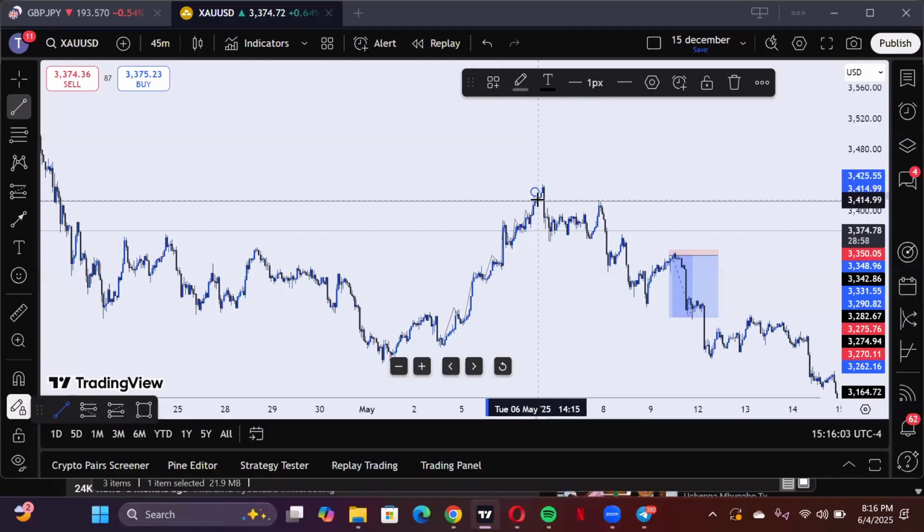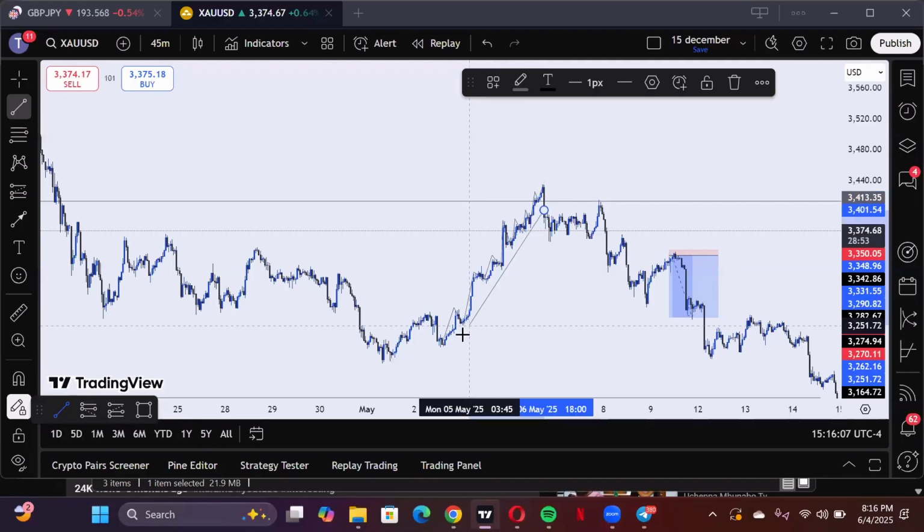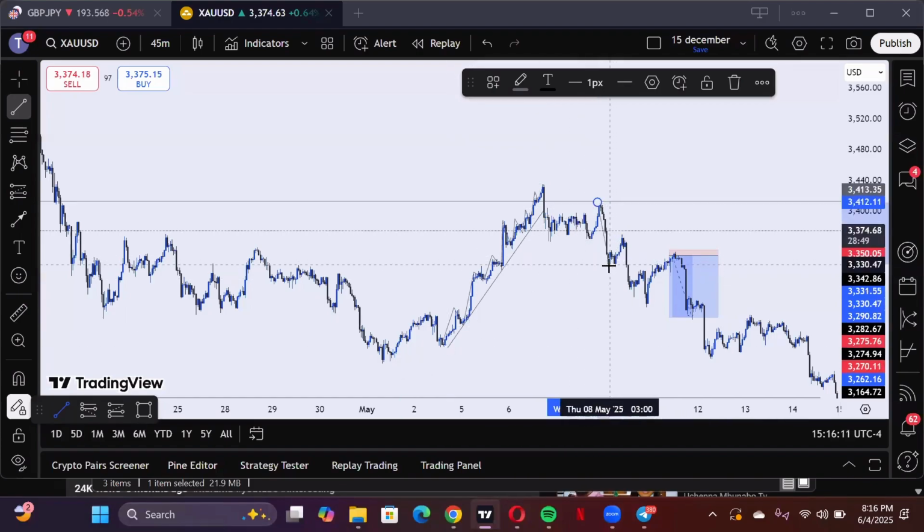This is made up of what? A series of higher highs and higher lows, and this signifies what? An uptrend. Then this is made up of a series of lower highs and lower lows, lower highs and lower lows, and this signifies what? A downtrend. So when our market is on an uptrend, it is trending to the upside. When our market is on a downtrend, it is trending to the downside.